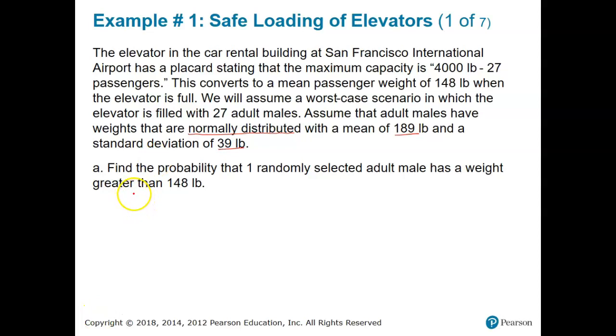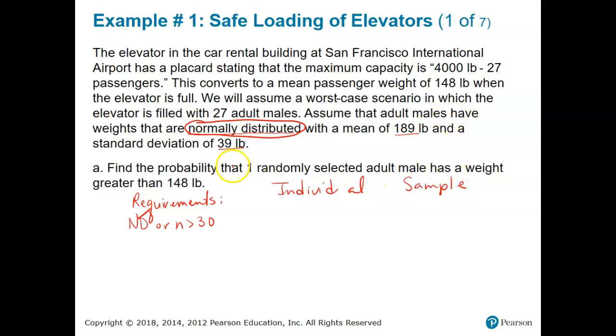So the first thing we want to do is to consider our requirements. The requirements being that it either has to be normally distributed or our sample size has to be greater than 30. In this scenario, we're told that it's normally distributed, so I'm able to check that off and fulfill that requirement. The next thing we want to do is to decide if it's an individual or if it is a sample that we're working with. This one we're talking about one randomly selected adult male, so it's an individual that we're going to be considering.